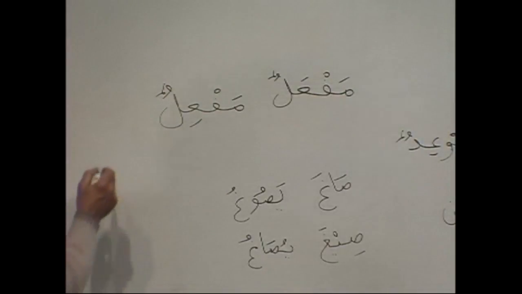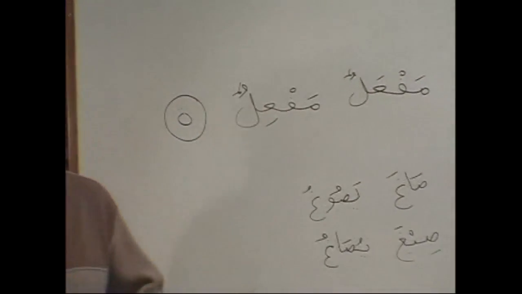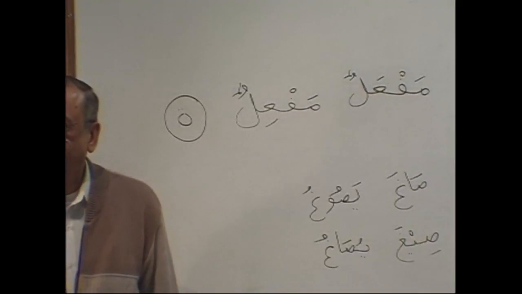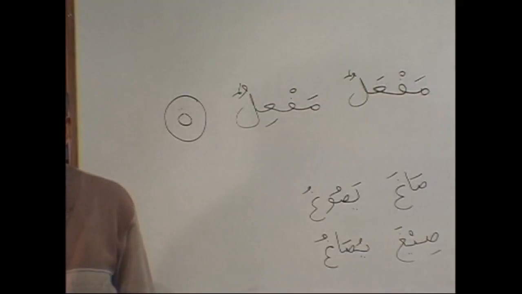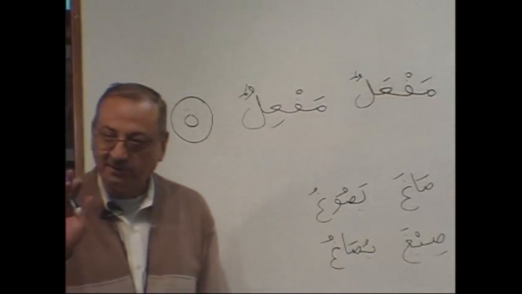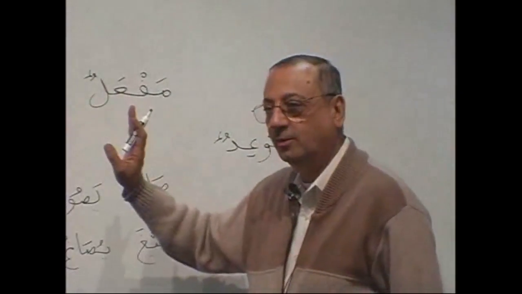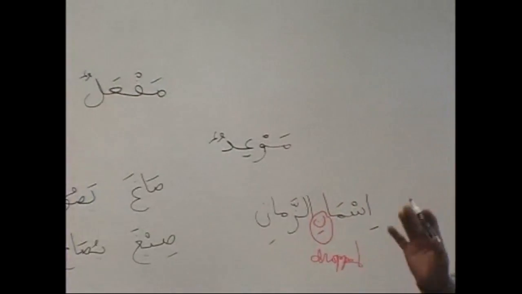Sometimes ta marbuta is added to this. What is added? To these same 2 wazans, ta marbuta is added. Okay? Just keep that in mind. But the patterns are only 2. Either it is maf'alun or it is maf'ilun. Fine, brothers and sisters?